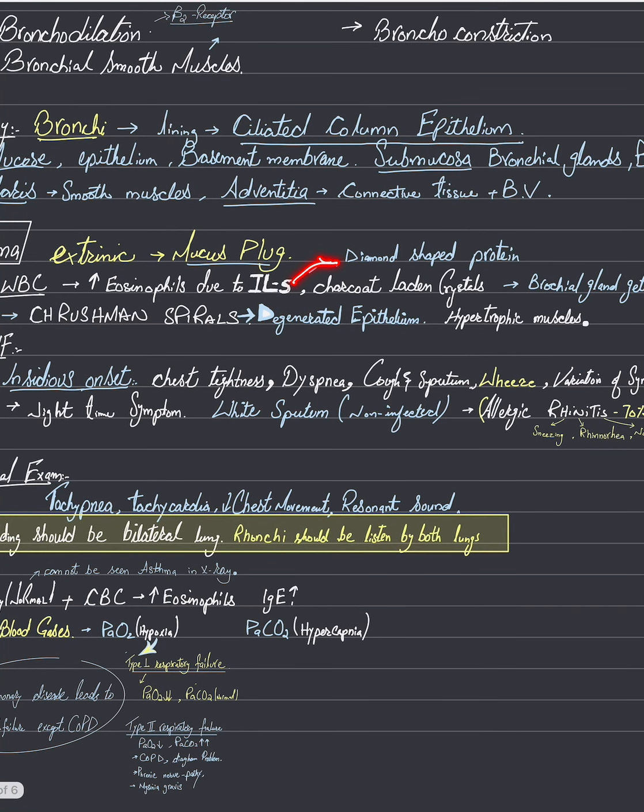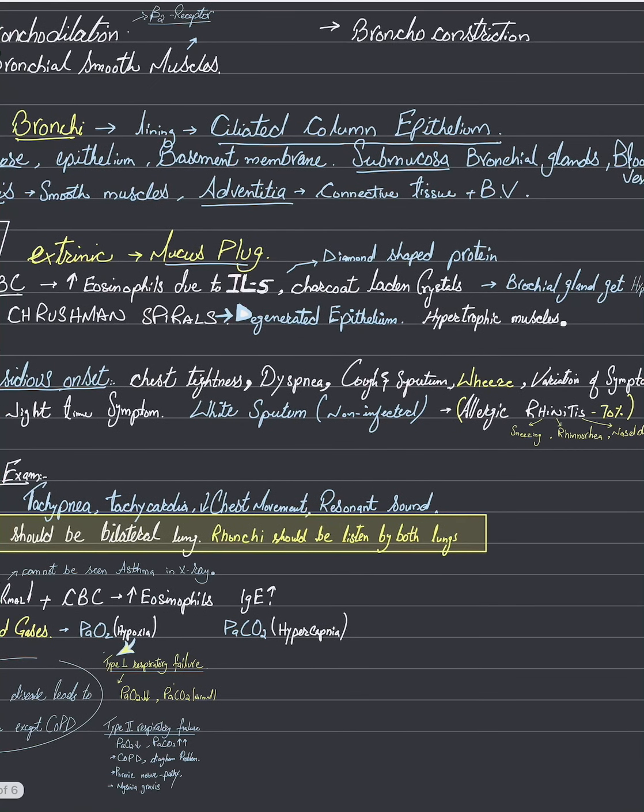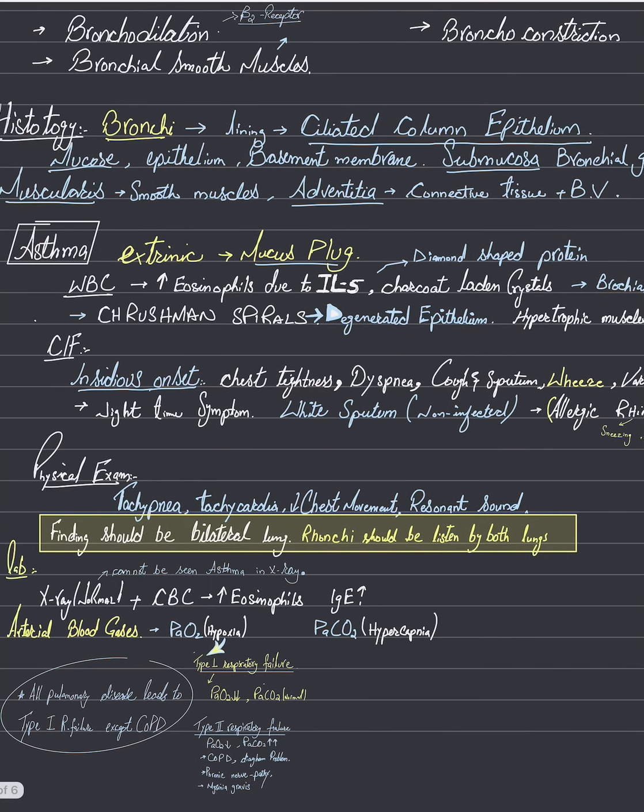And you can see diamond-shaped proteins there. For the sputum culture test, you see Curschmann spirals, Charcot-Leyden crystals, and also you can see Creola bodies there. These are the key points you have to understand for the sputum test. If you see this kind of thing, it means asthma. You also see degenerative epithelium, hypertrophic muscles, and bronchial gland hypertrophy. So these are all features of asthma.